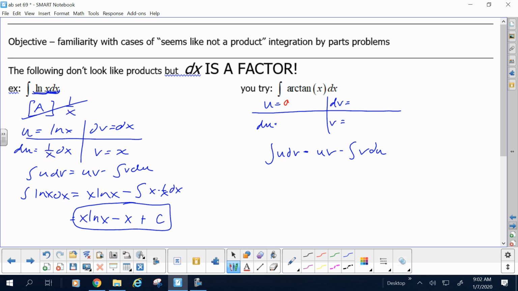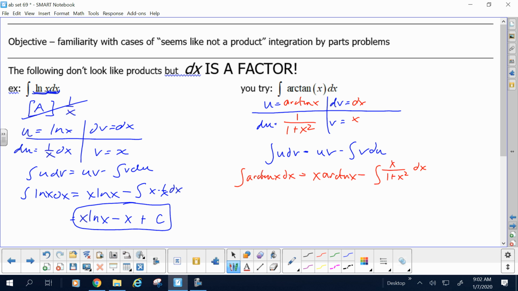Arctangent, I agree. Okay, so Harrison said let u equal arctangent, and I 100% agree. So you should have x arctangent of x outside the integral. Your new integral then is x over 1 plus x squared dx. Not wonderful, but at least doable.